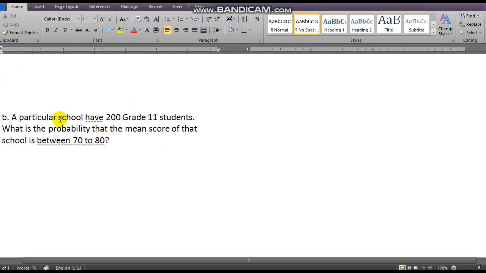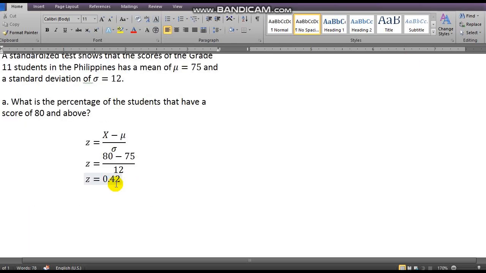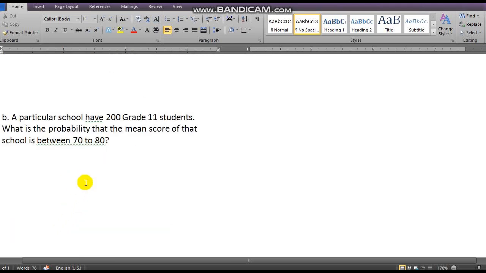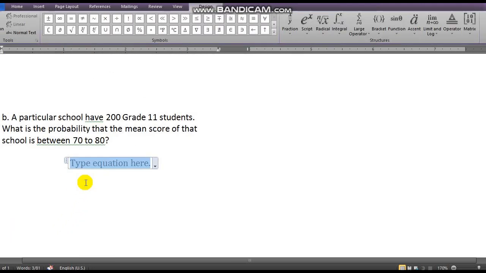Let's have another example. A particular school has 200 grade 11 students. What's the probability that the mean score of that school is between 70 to 80? We're going to treat these 200 grade 11 students as our sample. And since our population is not determined, we will assume that the population is infinite.